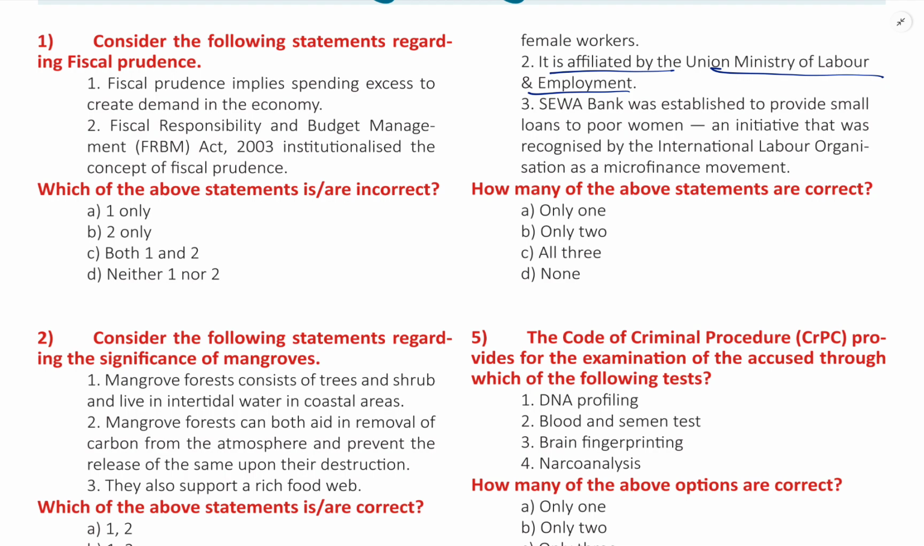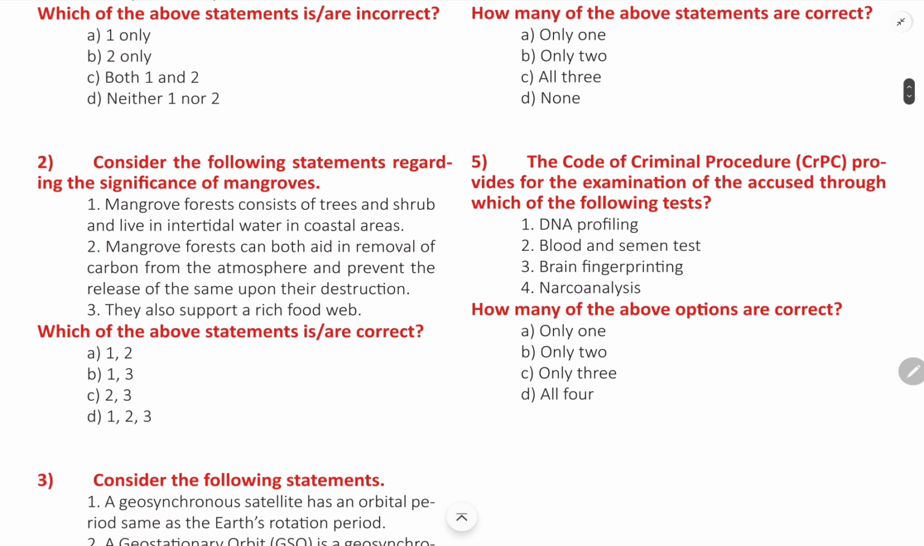Basically its origin was much earlier, and even there was a contribution of Gandhi ji in the formation of this association. Okay, so there is nothing that is related to the Union Ministry of Labor and Employment. So hence the second statement is incorrect. The third statement says that SEWA Bank was established by providing small loans to poor women, and this initiative was recognized by the ILO also. Okay, so this statement is correct. So hence B is the correct option.